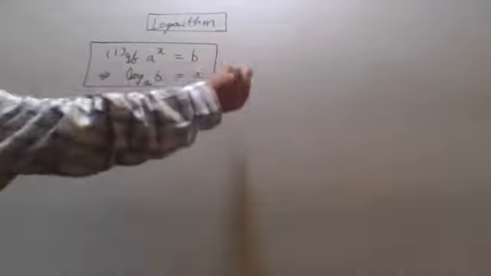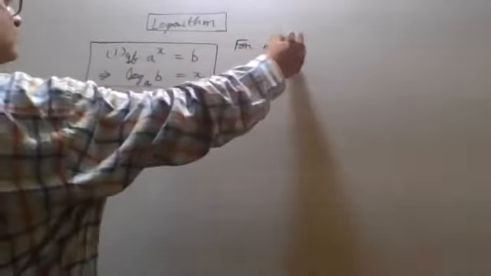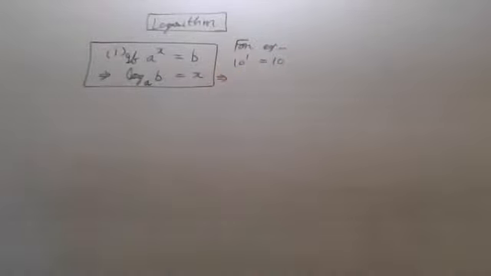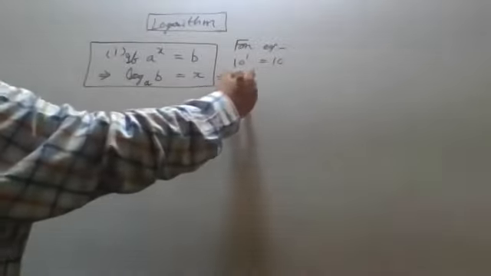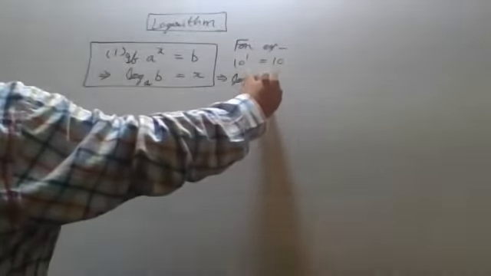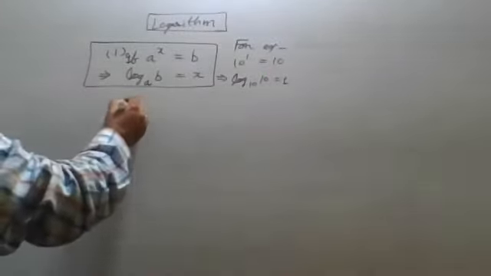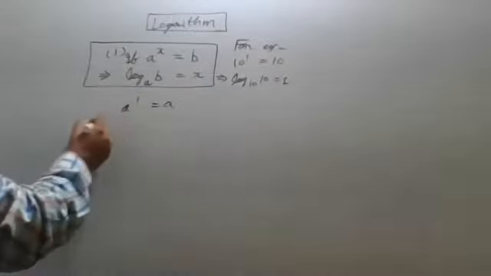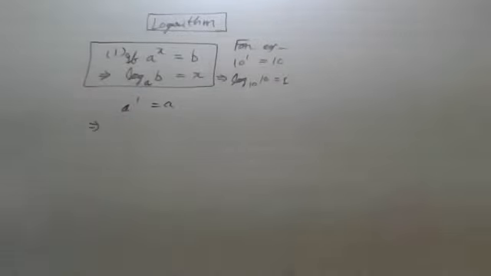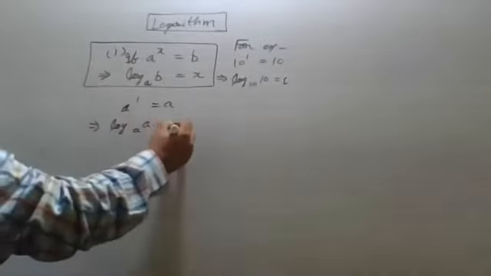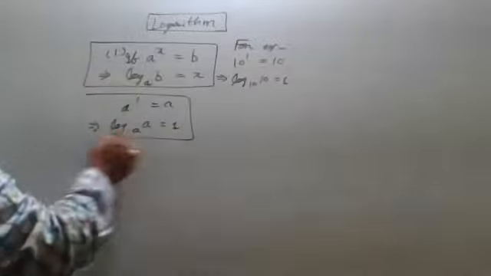For example, 10 to the power 1 equals 10. It implies, if you change it to logarithmic form, then what will it become? Log 10 to the base 10 equals 1. Okay. If a to the power 1 equals a, how will you change it to logarithmic form? Log a to the base a equals 1. Is that clear to you everyone?